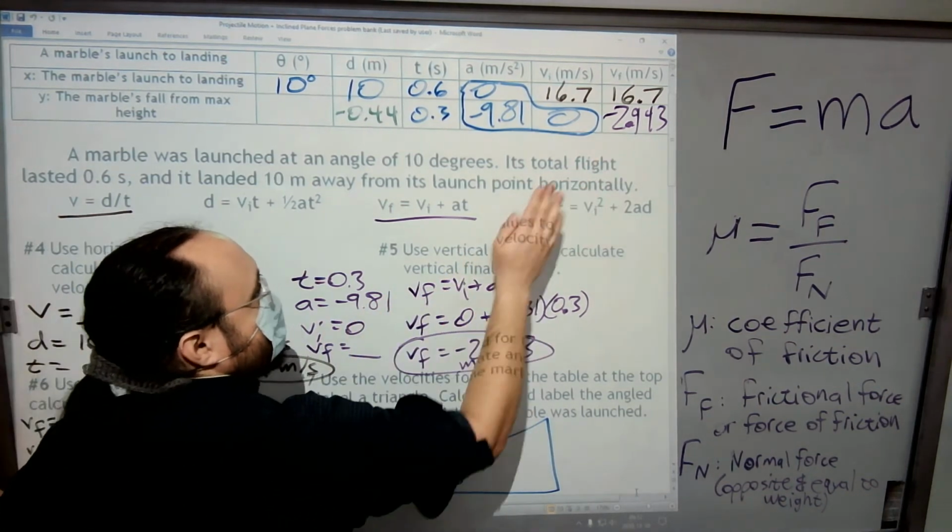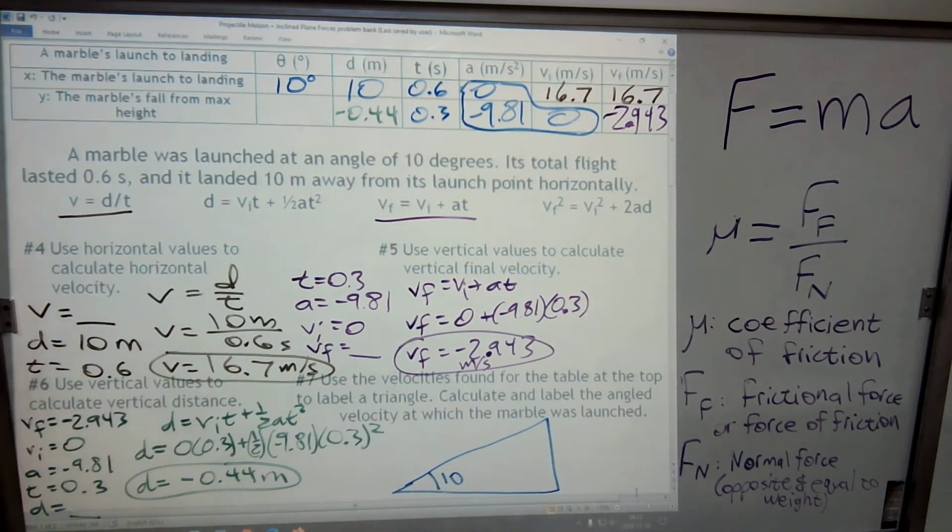This is purple, this is purple. Hopefully it's coming out on the video. Hopefully y'all can see that. And the last calculation to do is that green one there. We're going to figure it out. Use vertical values to calculate vertical distance.